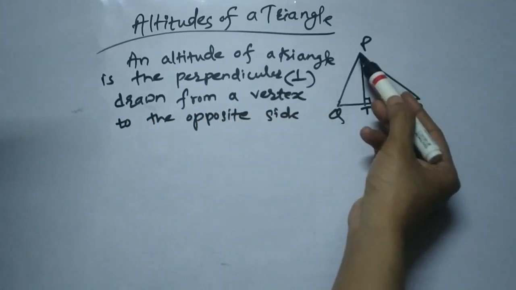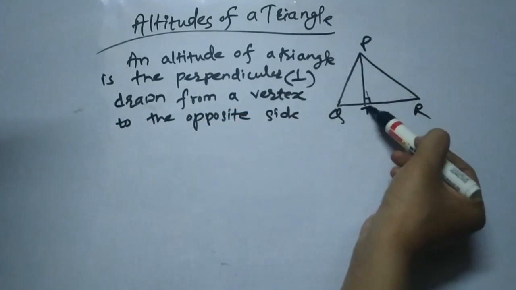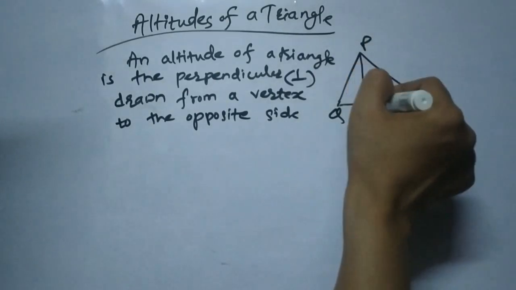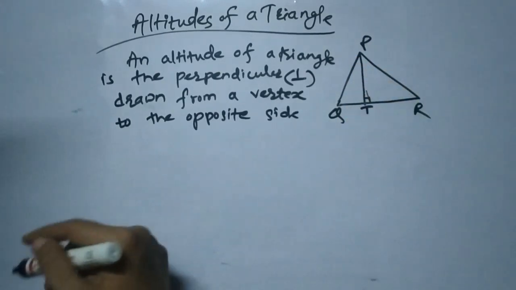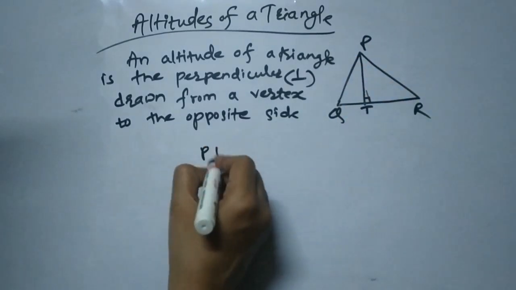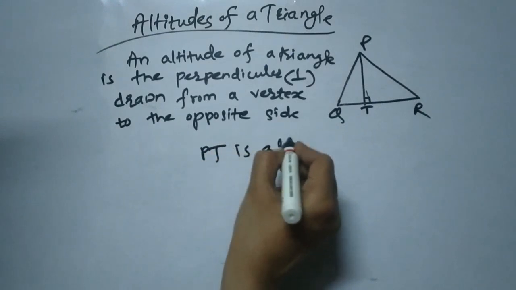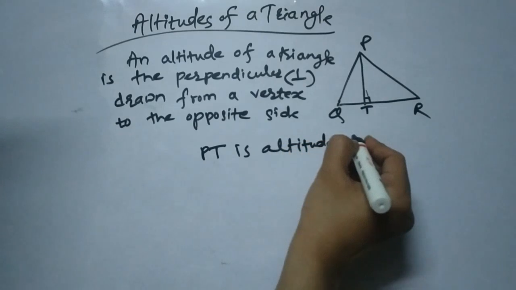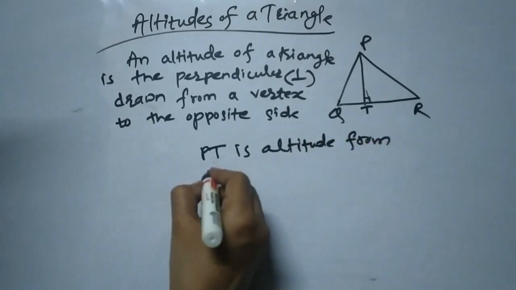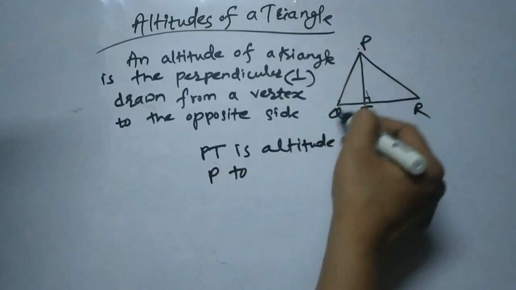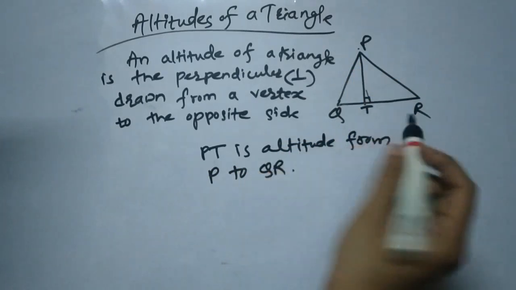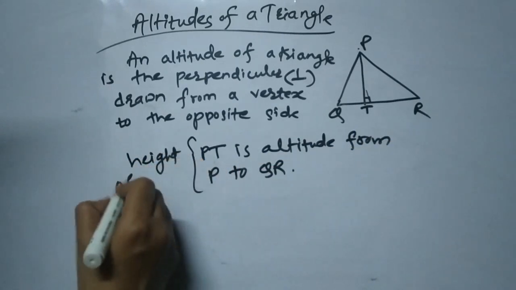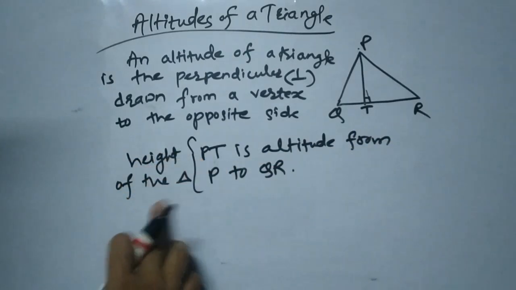Like I have drawn from this vertex P on its opposite side this 90 degree. I can draw so many line segments, but when you are drawing perpendicular to its opposite side, it becomes an altitude. And here PT is the altitude from P to this QR. And friends, the altitude gives the height of a triangle.